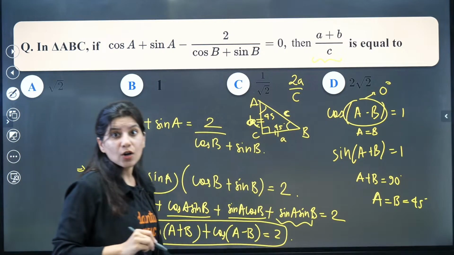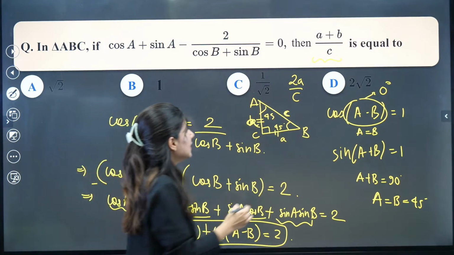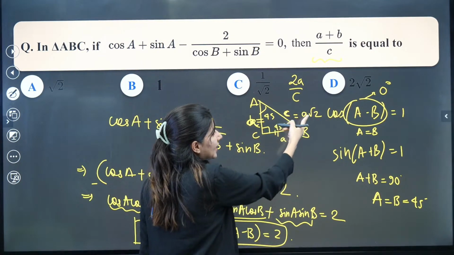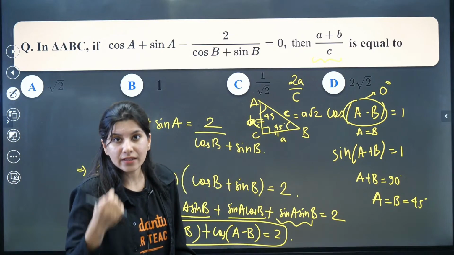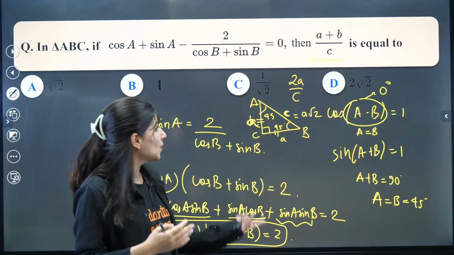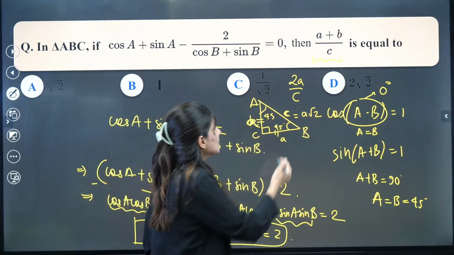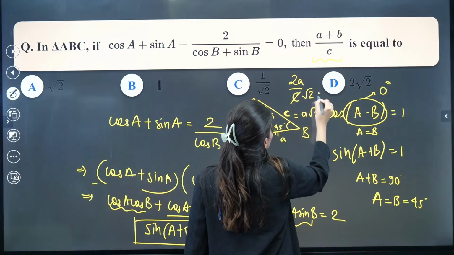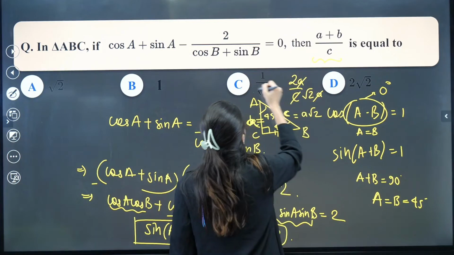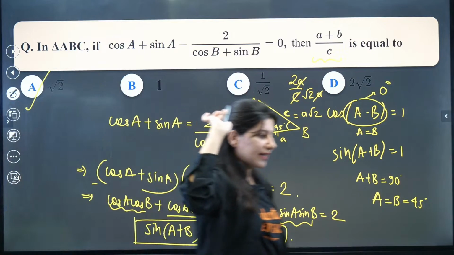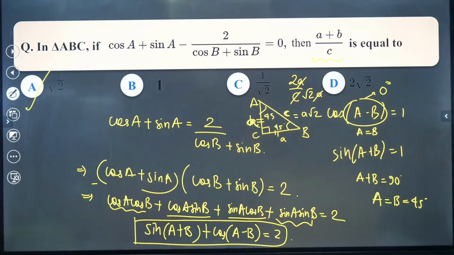Now applying Pythagoras theorem over here, clearly this C will be nothing but A root 2. This is A, this is A, this is A root 2. That's how we apply Pythagoras theorem. C square is equal to 2A square, so C is equal to root 2 A. The A cancels, and 2 by root 2 will give me option A. Absolutely right. Correct answer. Yes, clear.